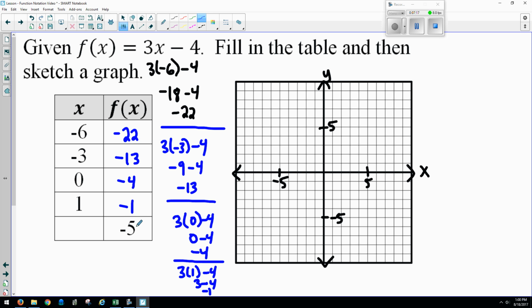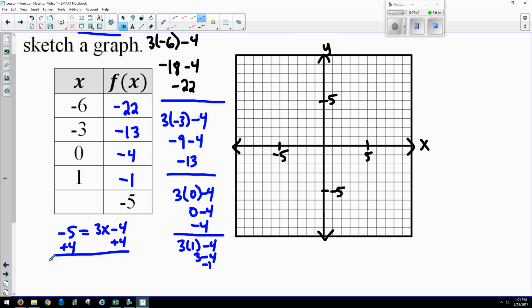Now this one's different. We're not given the x value, we're given the y value. So I'm going to take that -5 and substitute for our y value, or f of x. So I have -5 equals 3x minus 4. And I'm going to solve for x from here. So that's going to give me -1/3 is equal to x.